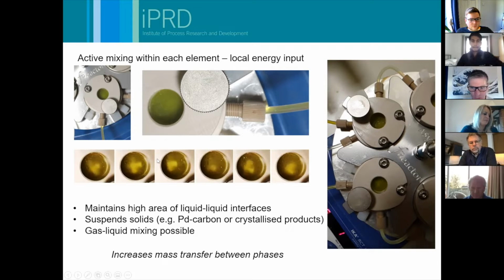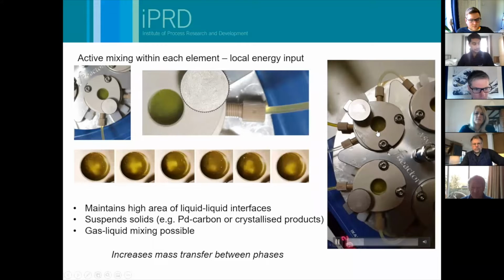So there's a mixer that bounces around within the fReactor, and produces really good mixing between different phases of materials. In our case, we've got two immiscible fluids, and this active movement maintains a high area of liquid-liquid interface. So if we're expecting chemicals to transport from one phase to another, maybe after a reaction or during a reaction, this is a really great way of maintaining this interface.